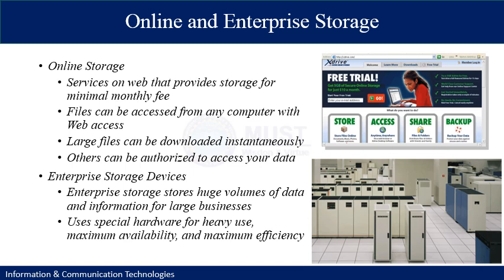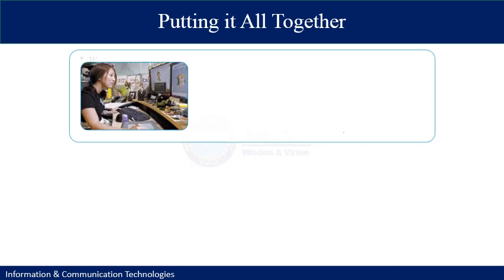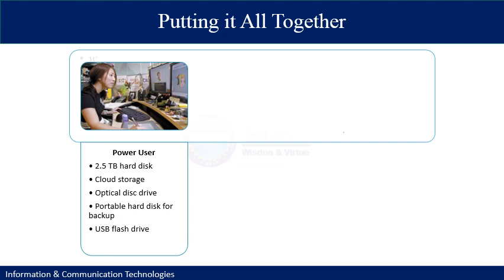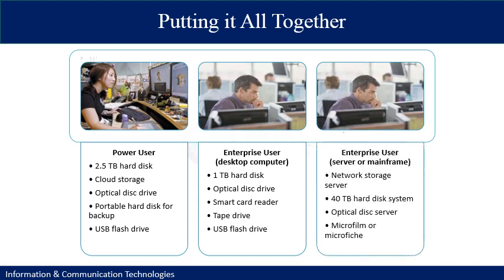On the other hand, enterprise storage devices allow you to store huge volumes of data and information for large businesses. These use special hardware for heavy use with maximum availability and maximum efficiency. So this concludes our discussion about storage devices, and for different types of storage requirements you may require different kinds of storage technology. However, for a typical power user you may require a 2 terabyte hard disk, and you can even use cloud storage, optical disk drives, portable hard disk and USB flash drive to transfer data from one place to another.